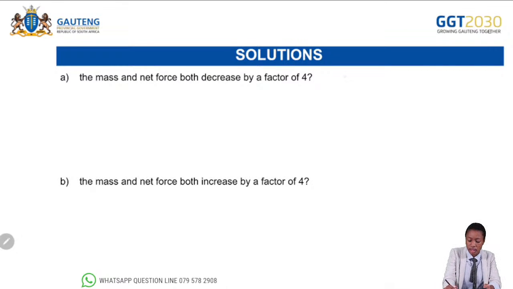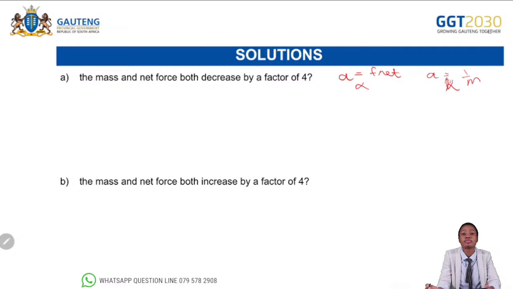Remember I showed you the relationship of acceleration and F net. We said that it's what? It's direct. And I said that the relationship between acceleration and mass, it's what? It's inverse. The inverse relationship. So let us work with one factor first. If I say that my net force decreases by a factor of 4, what am I looking at? It decreases, so it'll be 1 over 4. That'll be my F net.